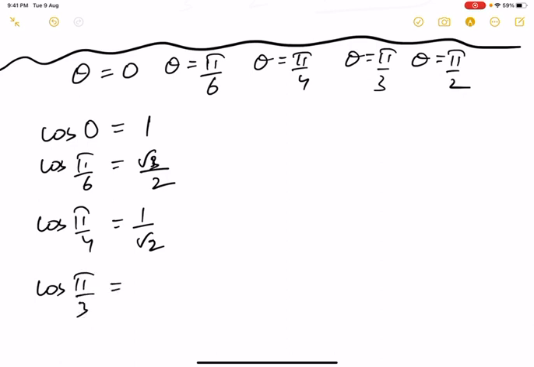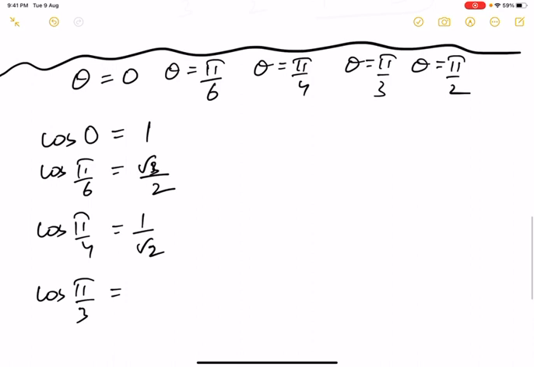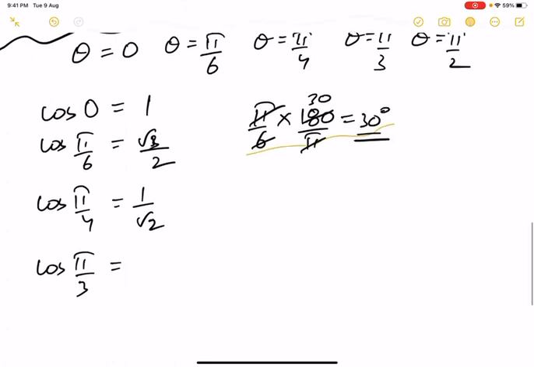Pi by 3 in radians. These are all angles in radians, right? You can convert radian to degree by multiplying by 180 over pi. That is, pi by 6 in radians, if you convert to degrees, you multiply by 180 by pi, so this is 30 degrees. So cos of pi by 3 is 1 by 2, and finally cos of pi by 2 is 0.